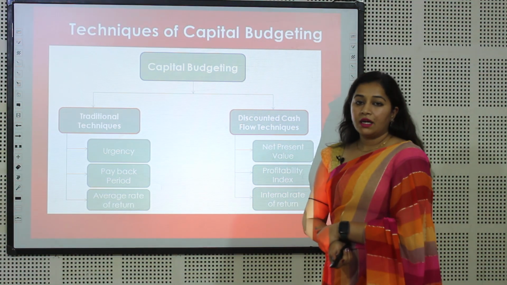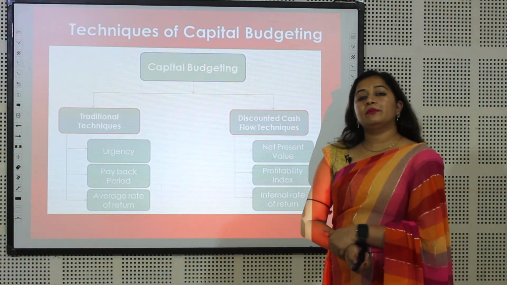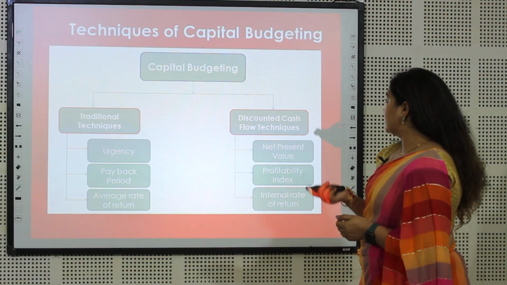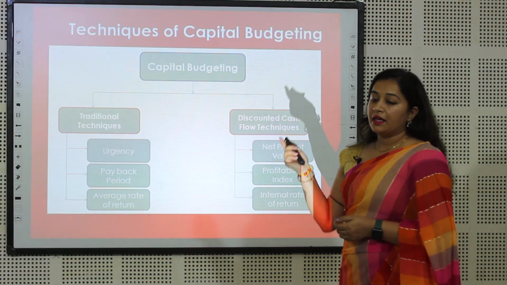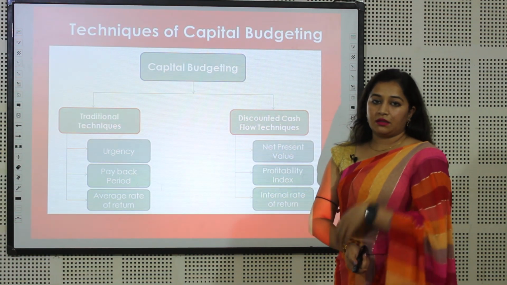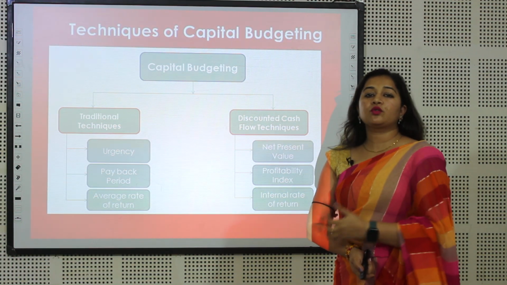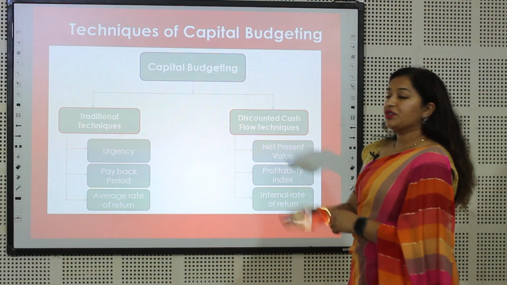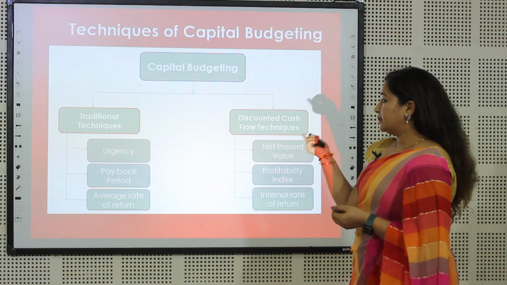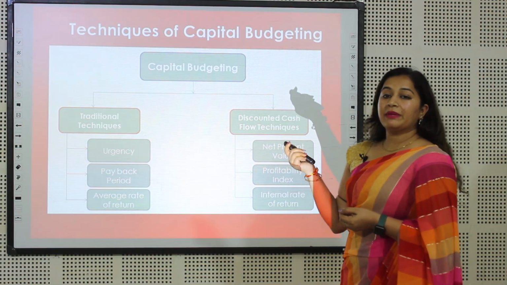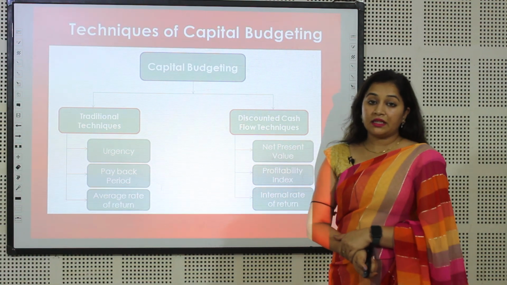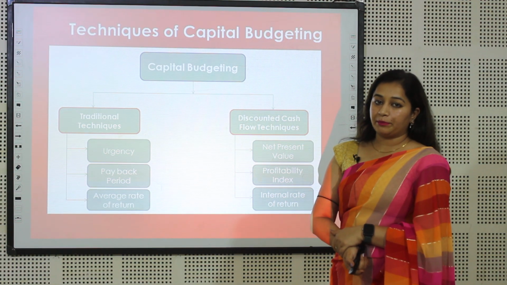Basically, we have divided the capital budgeting techniques into two broad categories, that is traditional techniques and discounted cash flow technique. These are the two broad categories of evaluating the projects of the company. First is traditional technique. In traditional technique, we have three main techniques, that is urgency method, payback period method, average rate of return method. These are the three traditional techniques of evaluating the project of the company.